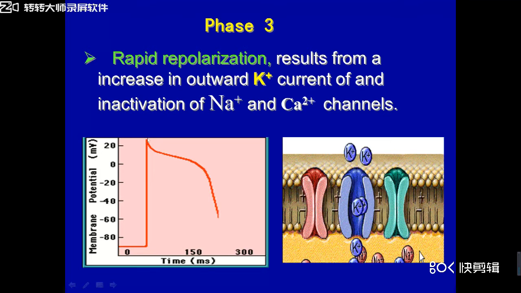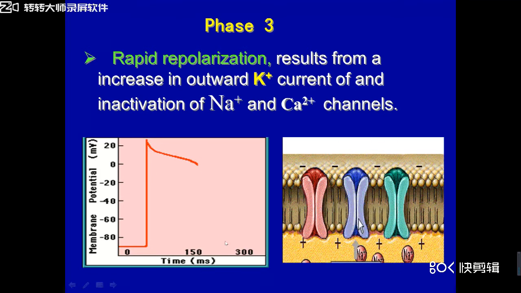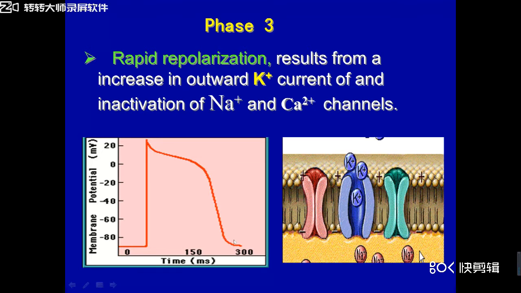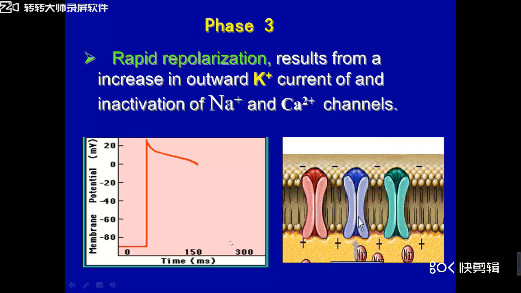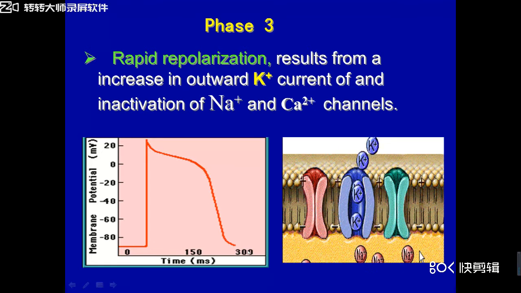Phase 1 to phase 3, we call the repolarization period. In the repolarization period, the major channel is the potassium channel. Potassium outward. The potassium channel is the major channel from phase 1 to phase 2 to phase 3.